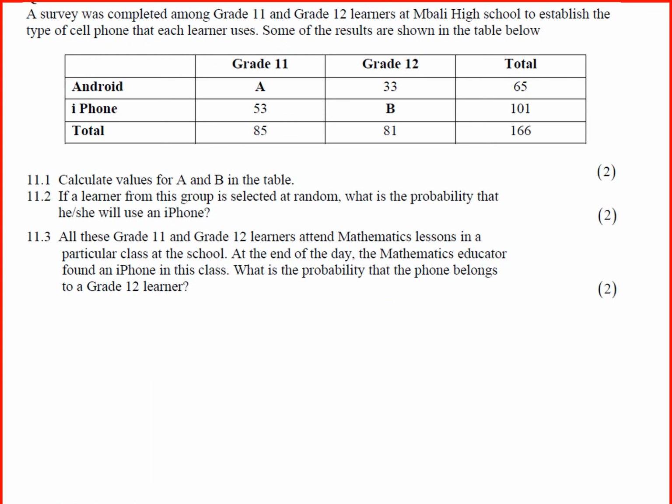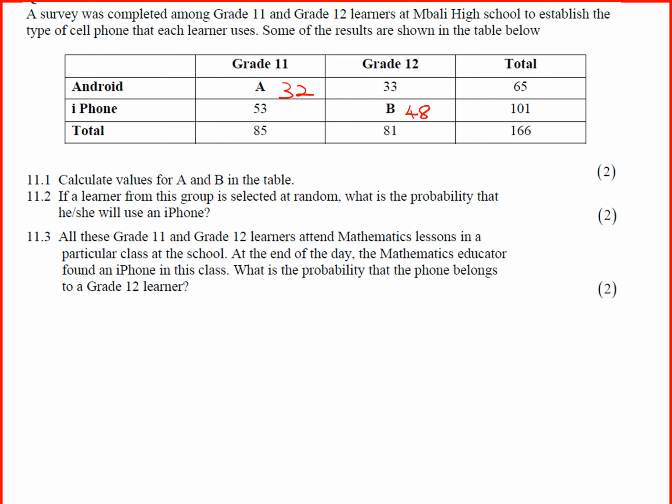So we have Android, it's A, we don't know it. Grade 12 is 33, and the total is 65. So to find A, we can say 65 minus 33, and we can put it immediately on the table to be 32. And then we go to iPhone, 53, B, 101. 101 minus 53 should give us 48. So we take the 101 minus the 53. The rest is filled in.